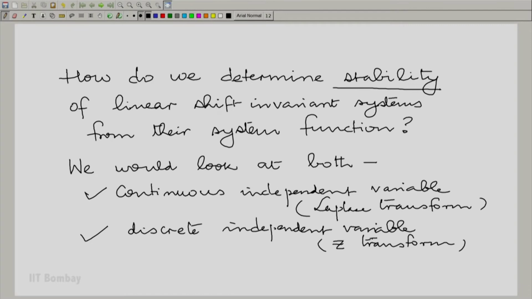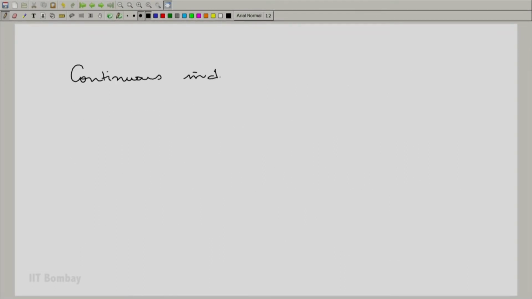If we are looking at the continuous independent variable, we would be looking at the Laplace transform. So, the system function would be a function of S. And if we are looking at the discrete independent variable, we would look at the Z transform. So, the system function would be a function of Z. Let us take the continuous independent variable case first.